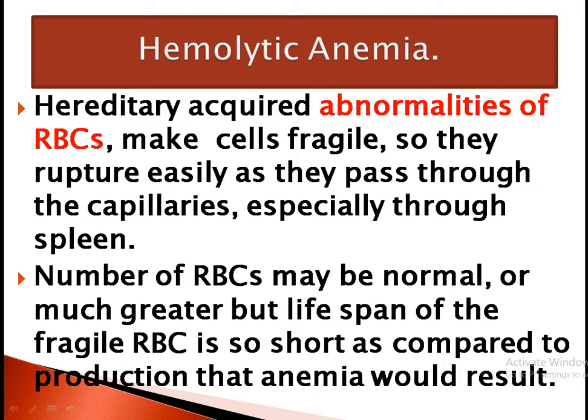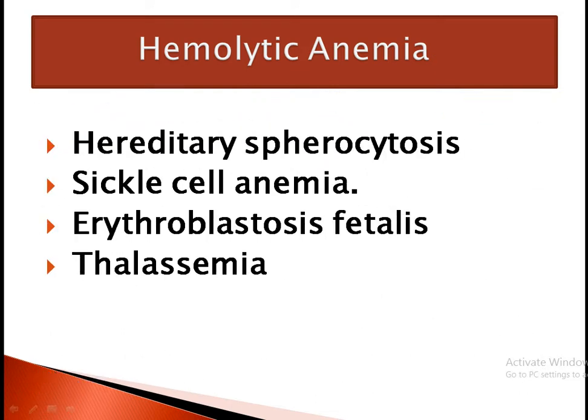Hereditary and acquired abnormalities of RBCs make cells fragile, so they rupture easily as they pass through the capillaries, especially through the spleen. So in this type of the anemia, the RBC shape is different, and it may injure the blood vessel while passing through it. The common examples are hereditary spherocytosis, sickle cell anemia, erythroblastosis fetalis, and thalassemia.